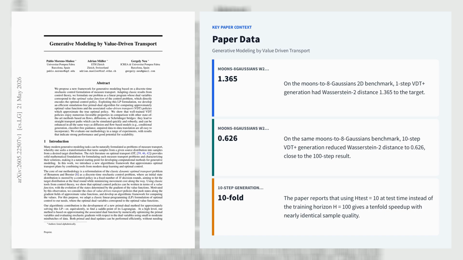Generative modeling by value-driven transport reframes sample generation as a discrete-time stochastic control problem for Wasserstein. Optimal transport then solves the resulting constrained linear program with a primal-dual algorithm that learns a scalar value function rather than a transport policy directly. The key novelty is the value-driven transport, VDT, policy, π(h, x) = x + (1/(H − h))·(−∇v(h, x)), which is derived from the LP dual, and provably recovers the optimal straight-line interpolation paths of dynamic OT.